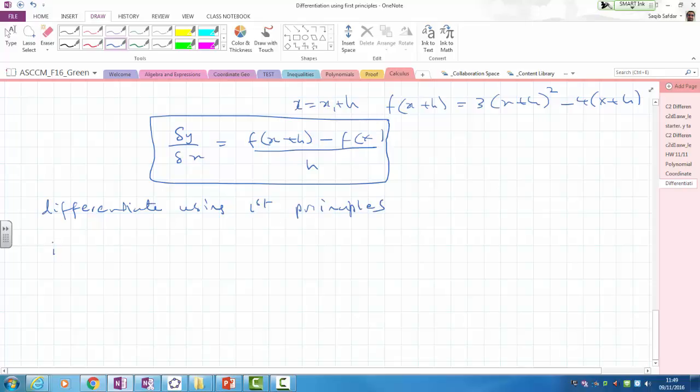Number one, let's do f of x equals 2x squared take away 4x, and then let's do f of x equals x cubed take away 3x. Yeah, that should be fun. x cubed take away 3x. Obviously, you could do it another way, but have a go at doing it using first principles.